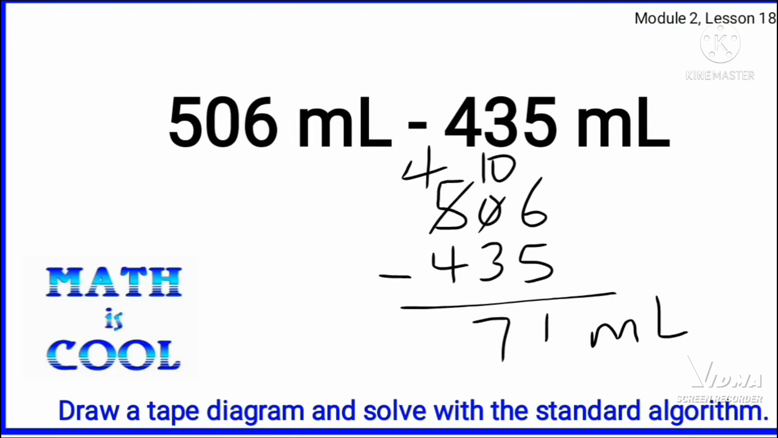Can you solve this one? 506 milliliters minus 435 milliliters. I solved it for you too. 6 minus 5 is 1. I had to make a 10, decomposed 100, so that I can have 10 tens minus 3 tens equals 7 tens. Now 400 minus 400 is 0. Don't need to write that. So my answer is 71 milliliters.